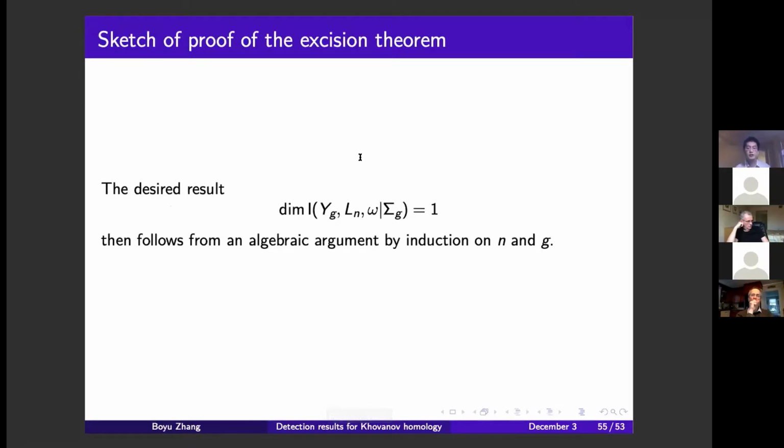Now combining all the algebraic ingredients above, we can show that the dimension of this particular subspace of instanton Floer homology is 1, by an algebraic argument using induction on n and g, without even computing the ring structure of the instanton Floer homology group.